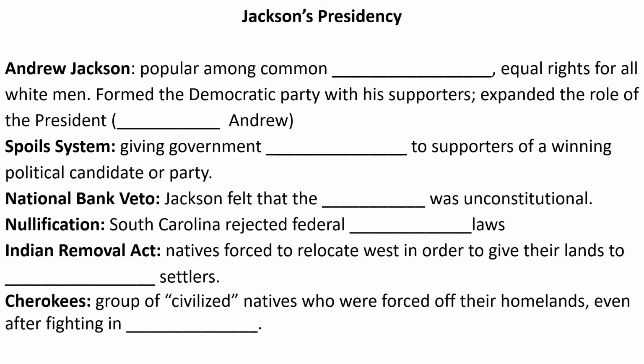Okay. Andrew Jackson. How do I describe Andrew Jackson? Well, I do know one thing. He was very popular among the common man. He wanted equal rights for all white men, and he formed the Democratic Party with his supporters and expanded the role of the president. This gave him the nickname of King Andrew.